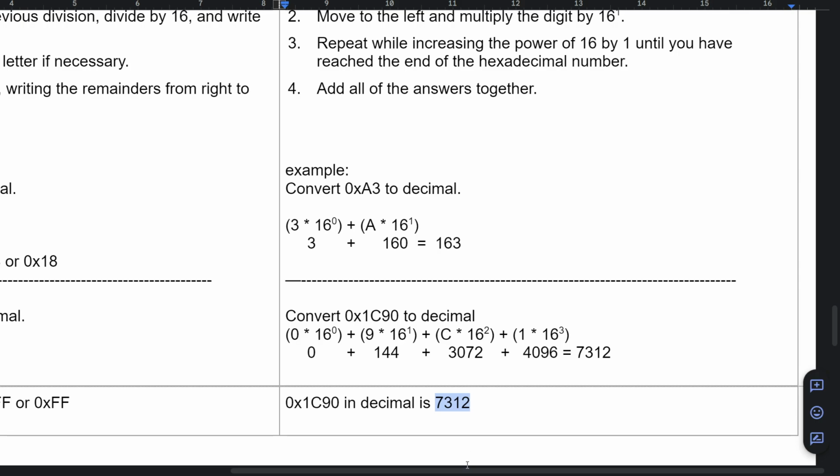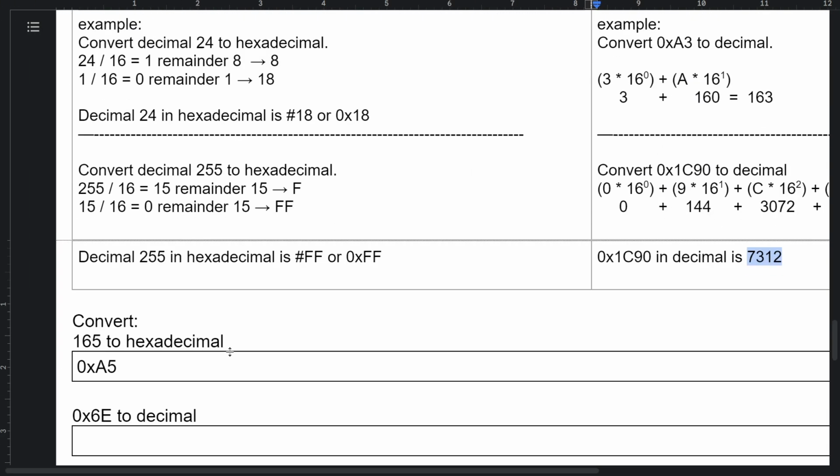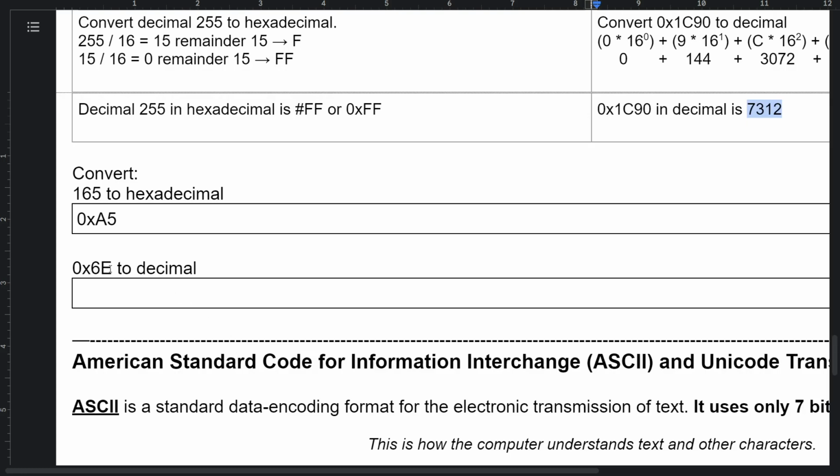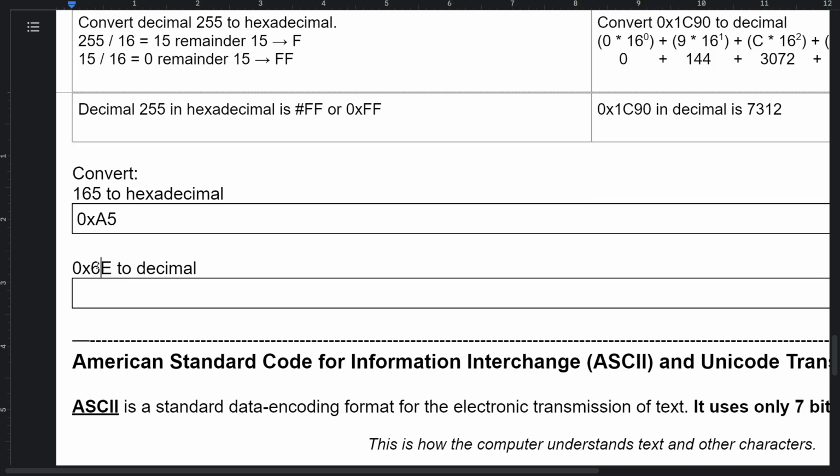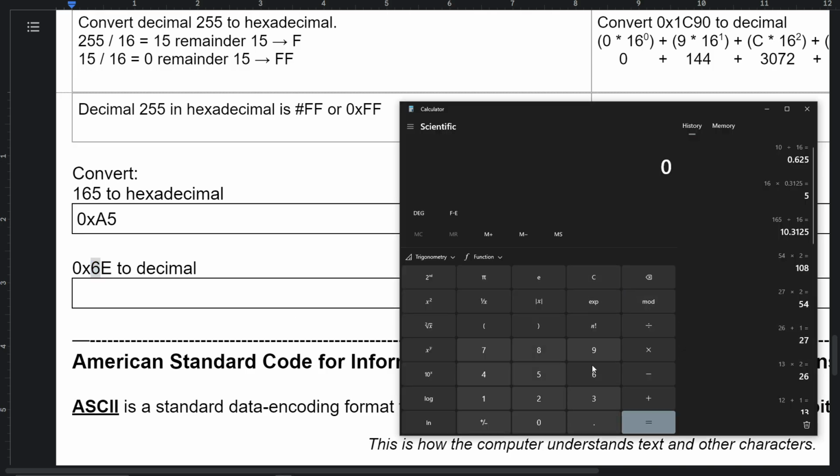So let's take this little system and see if we can convert real quick. We have the hexadecimal number 6E. So let's do the math here. We have a 6 in the 16 spot, so I'm going to do 6 times 16. And that gives me the number 96. E is 14, so I'm going to add 14. And that gives me 110.